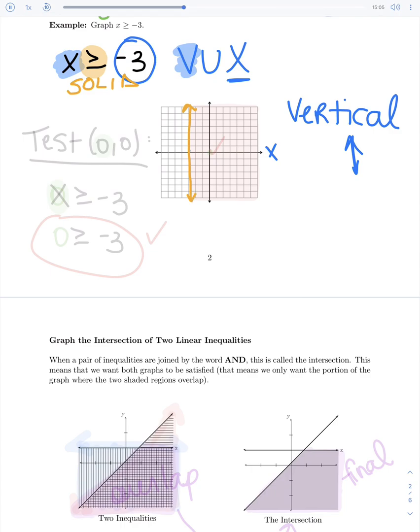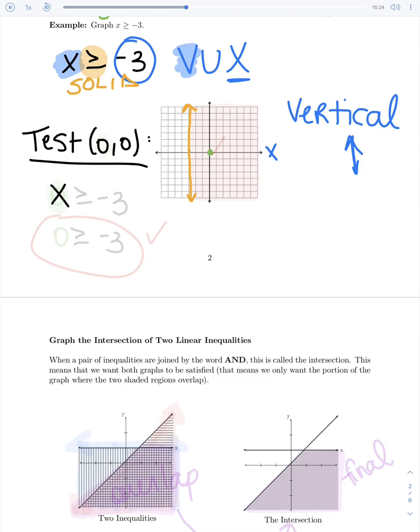Okay, now the last part is still the same. We're still going to test a point. You get to pick it. It just can't be on the line. So again, I'm going to choose my favorite point, 0, 0, because it's not on the line, and let's test it by plugging it in.